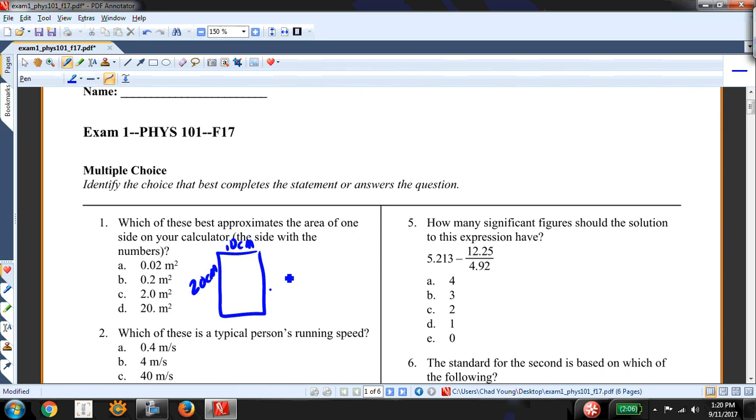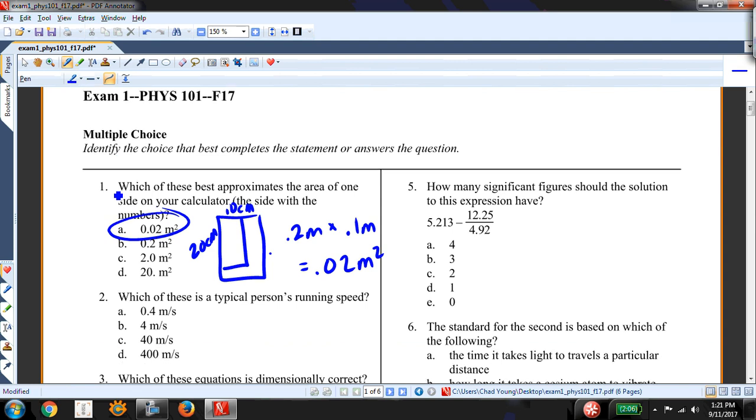And so that's going to be 0.2 meters by 0.1 meter, which is going to be 0.02 square meters, so 0.02 square meters. If you had a smaller calculator, they're not smaller by much. It's not going to be different by a factor of 10. In fact, there were no smaller values than this, so it would work for a smaller calculator as well.